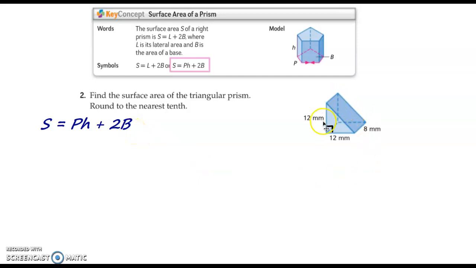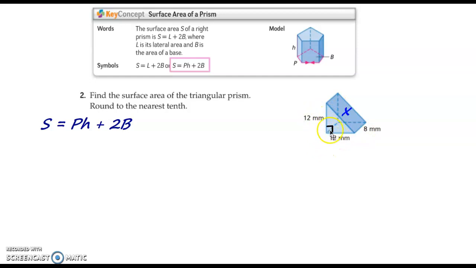So when I look at my triangular prism, I notice that in order for me to find the perimeter of the base, or the perimeter of this triangle, I need to know the length of the hypotenuse. So that tells me that I have an extra step that I'm going to have to do. In order to do that, I notice it is a right triangle.